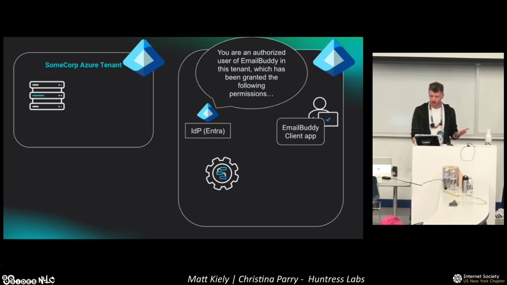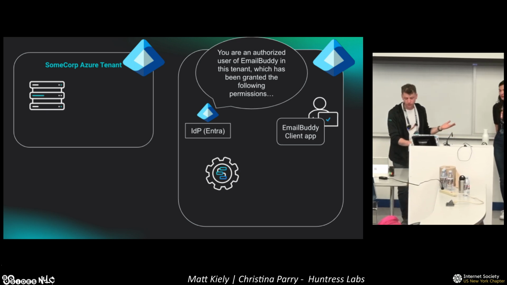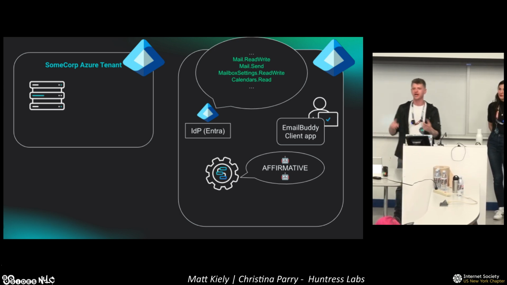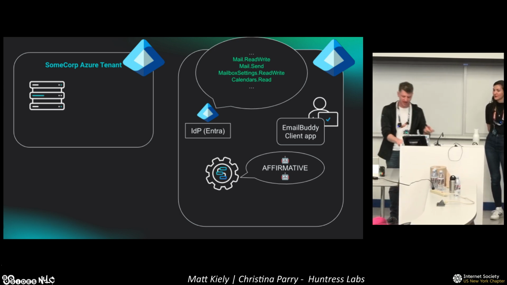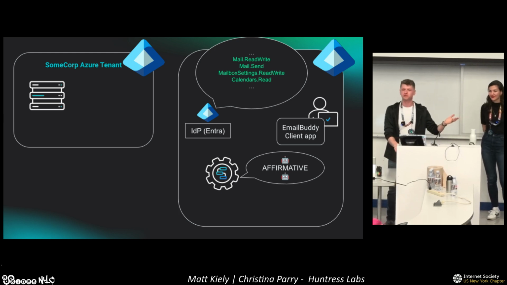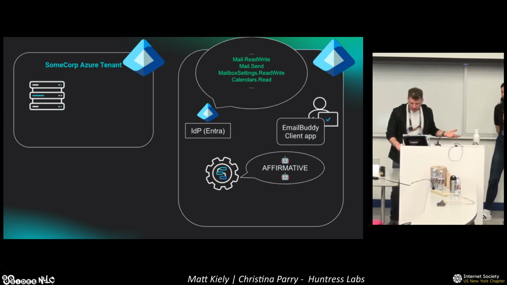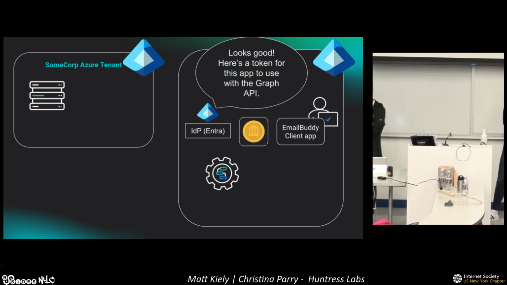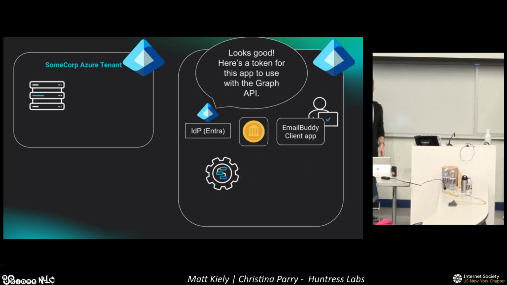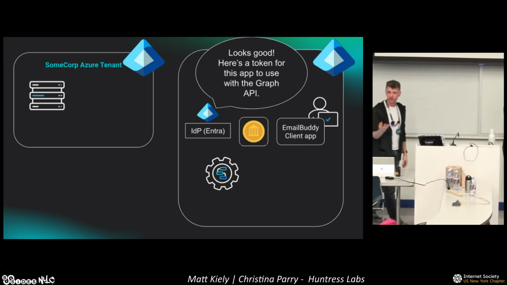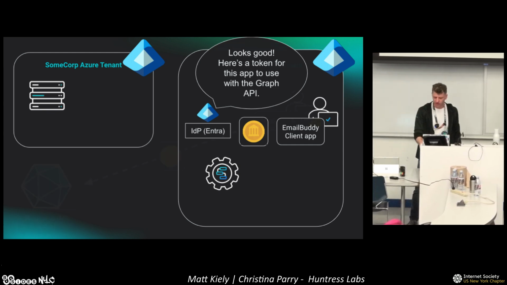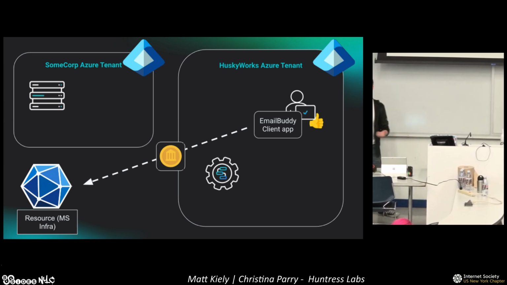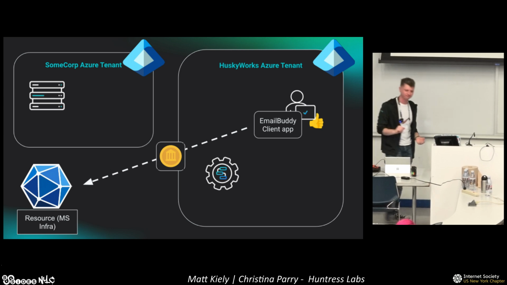You're an authorized user of Email Buddy in this tenant, which has been granted the following permissions. I've kept track of them. The service principal also keeps track of who can use this and which permissions they have. And then of course the service principal says affirmative because it's a robot. And looks good. Here is a token. And that is the entire process, right? And once that app has that token, it's a refresh token. Once the app is in control of that token, it can then access resources, in this case, the Graph API, by passing that token to the Graph API.